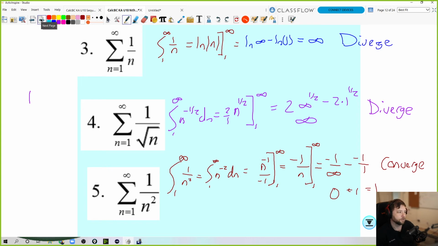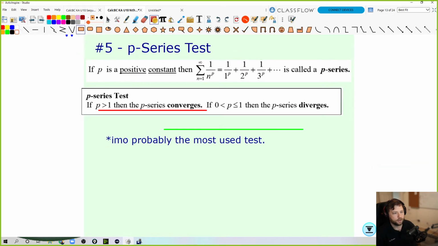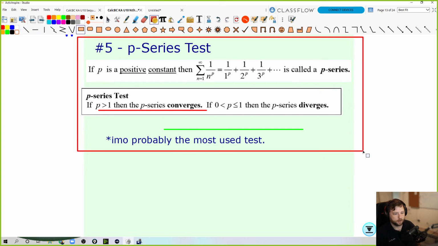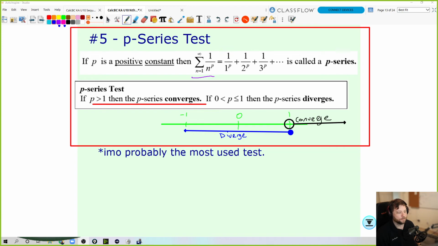Now, integral test is the grossest thing in the world. But I'm going to show you something that's easier. The final one for today: the P-series test. Red box. Pausing this. I'm going to record.